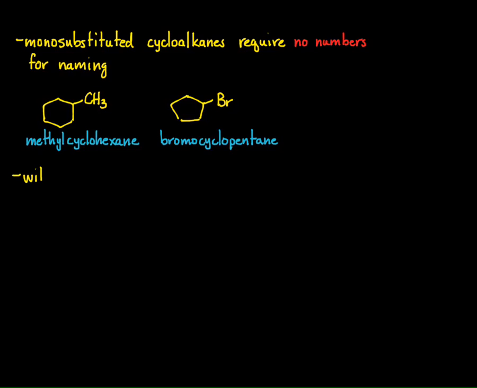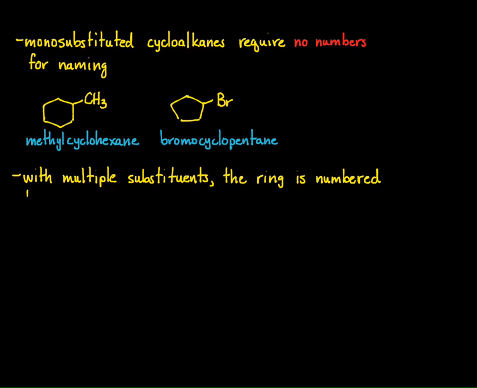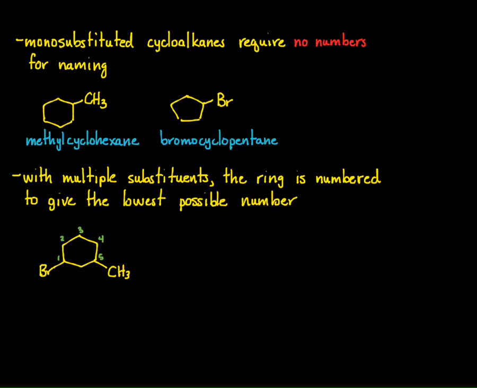Now, when I have multiple substituents, then the ring is numbered to give the lowest possible numbers. You can essentially start anywhere, but you're always going to start where there is a substituent, because you're always going to designate that carbon number 1, at least one of them. So as an example, I have this structure here. It's a cyclohexane ring. It has bromine and a methyl group as substituents.